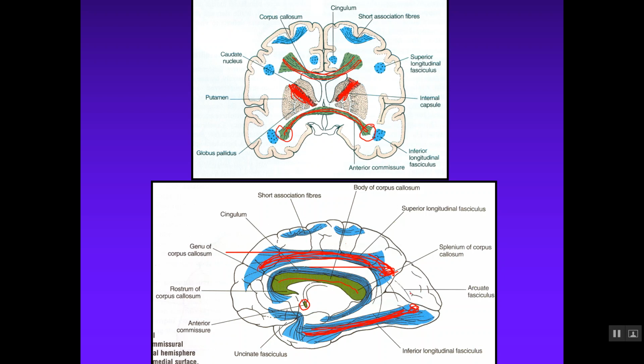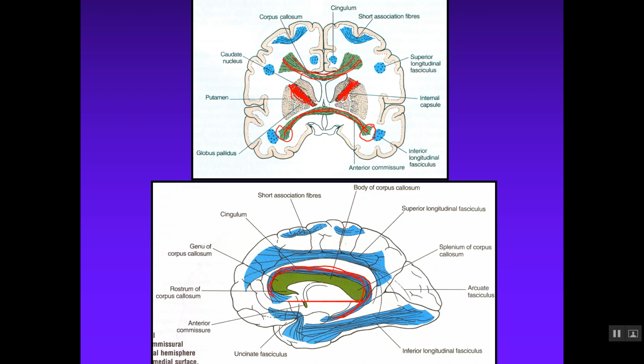This right here, well, no, don't worry about it. We'll get there when we get to the language centers. There's a thing called an arcuate fasciculus that connects the language areas. This is called the cingulum. This is a commissural fiber that runs just below, not commissural, association fibers running just below the cingulate gyrus. It's called the cingulum.